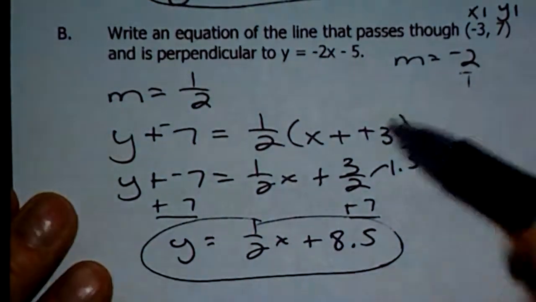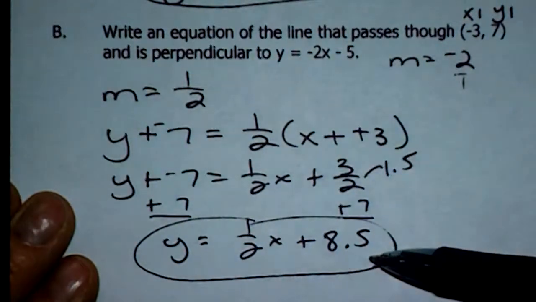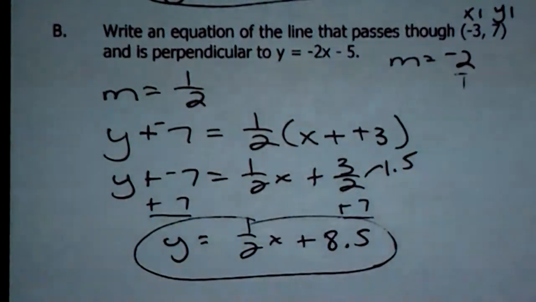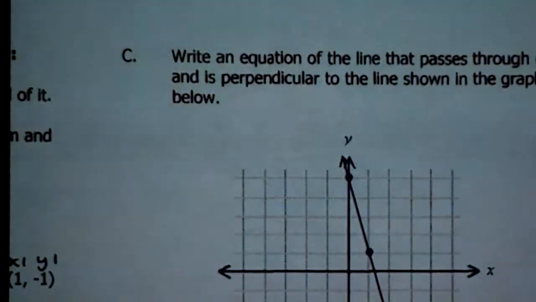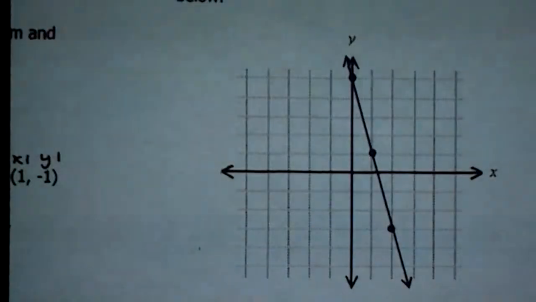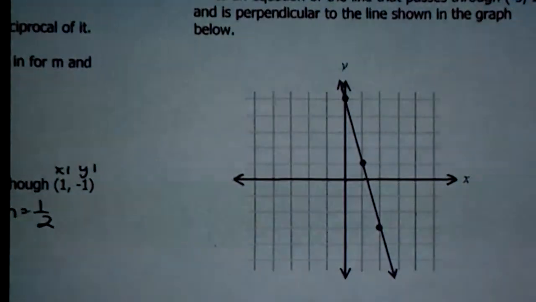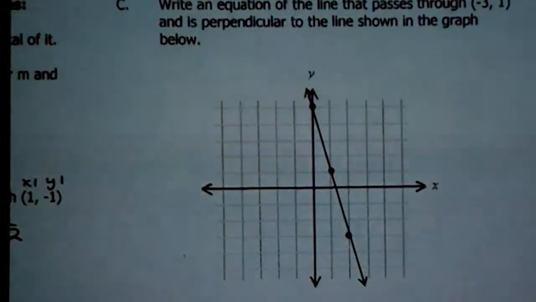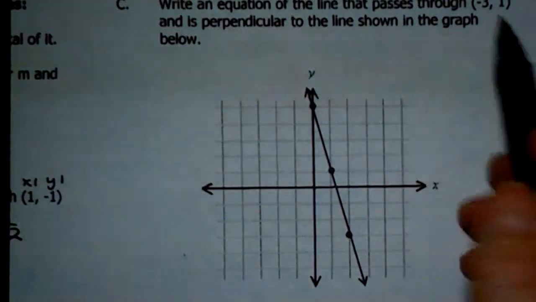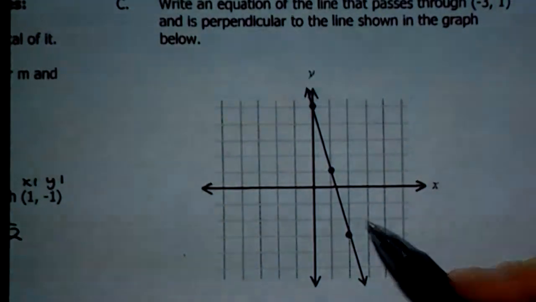So again, if on your graphing calculator you typed in y equals negative 2x minus 5, and you typed in 1/2 x plus 8.5 and press graph, you're going to see two lines that are perpendicular to one another. All right, last one of these. Write an equation of the line that passes through (-3, 1), and is perpendicular to the line shown on the graph. Now I know you've been used to looking at an equation to find the slope. How on earth are we going to find the slope? All we have is a point here. I know my x1, y1.